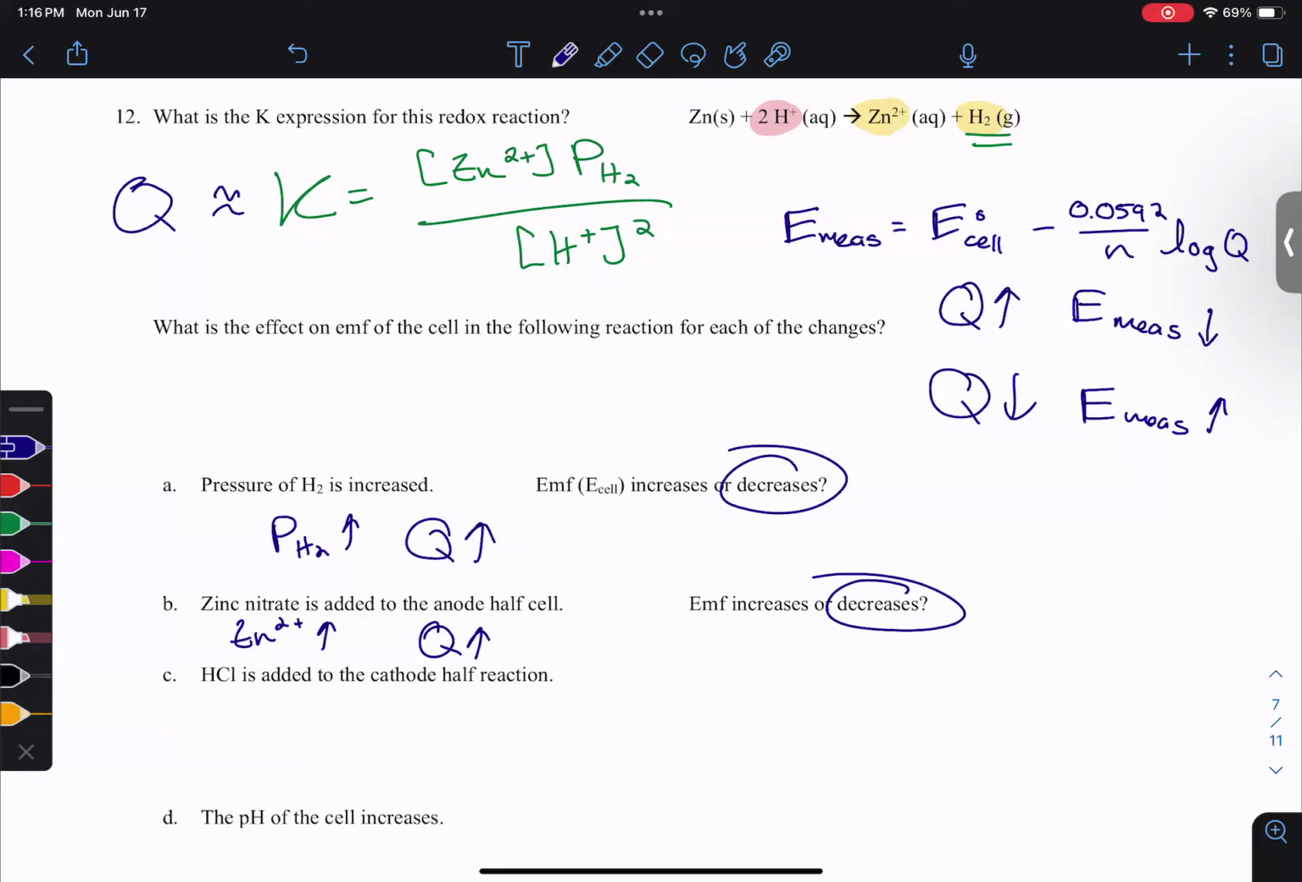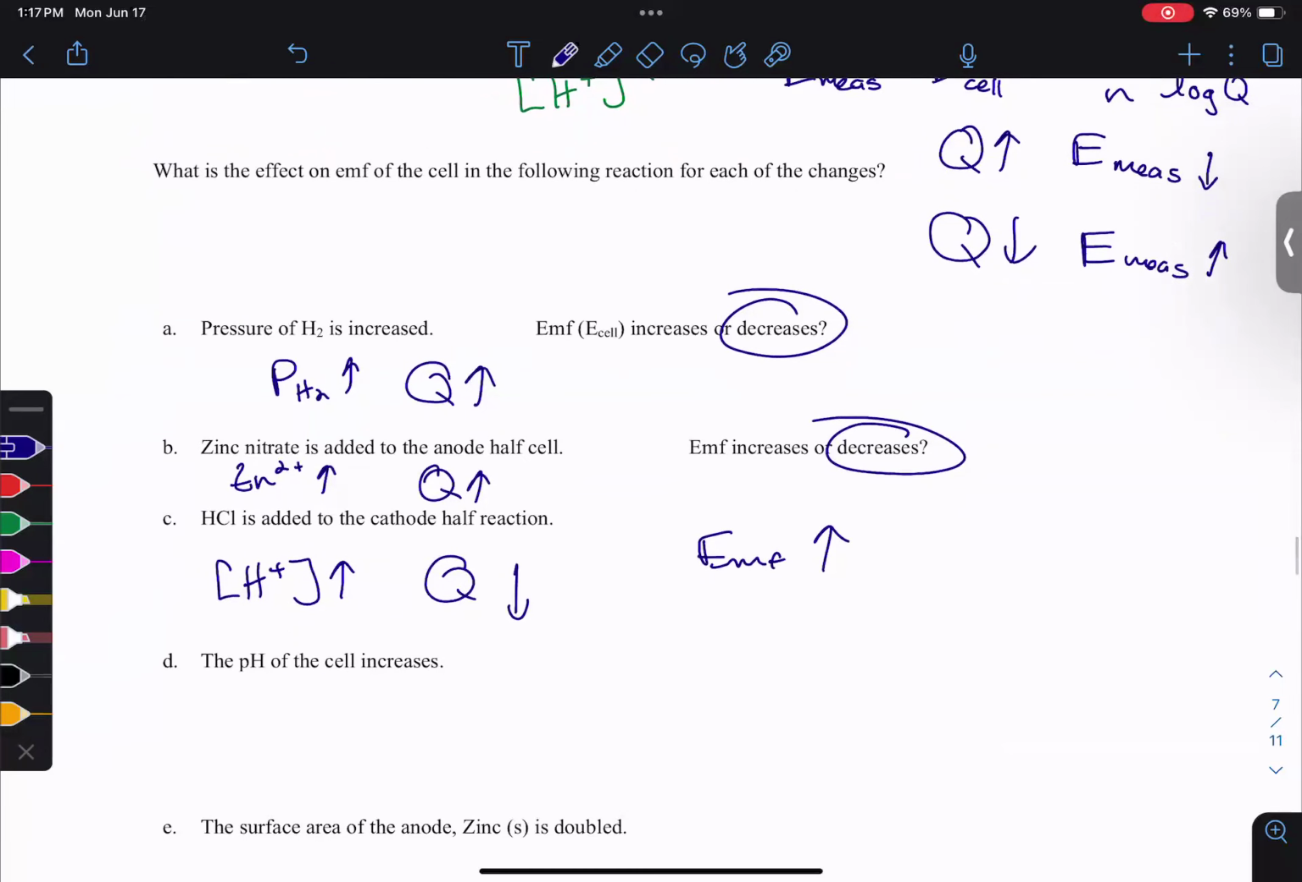All right, HCl is added to the cathode. So H+ concentration is going up. How does Q change? It goes down. So therefore, your EMF will actually increase in this example. You're packing the reaction with lots of reactant. All right, pH of the cell increases. What does that mean about the H plus concentration? pH goes up. Are you sure it goes up? pH goes up, the solution is more basic.